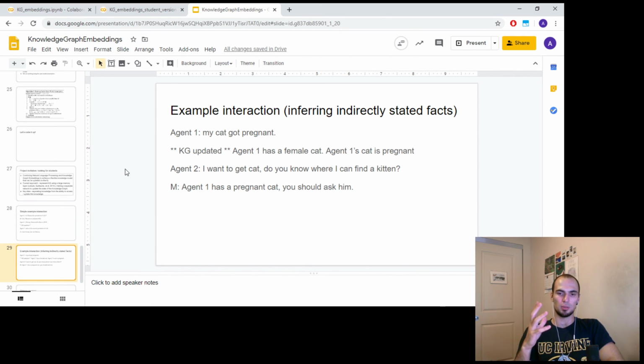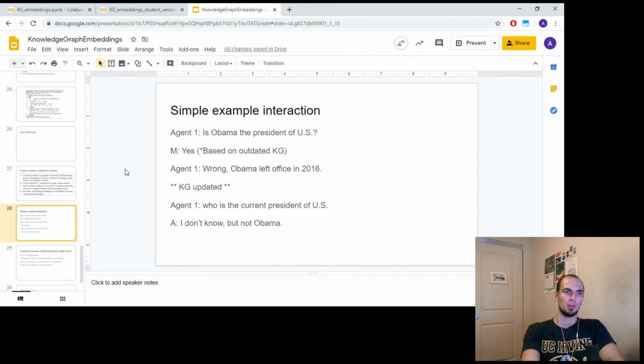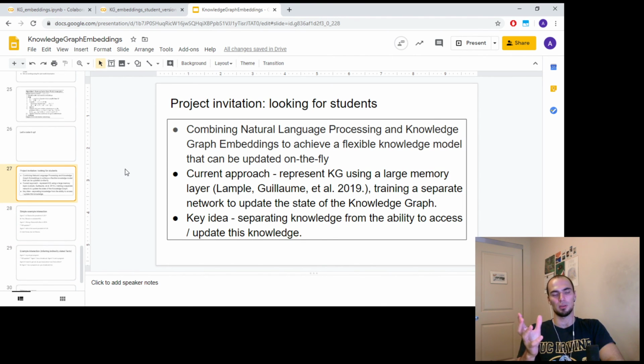So essentially I'm trying to, as I said, implement this key idea of separating knowledge from the ability to access and update this knowledge. And if you're interested in joining the project, or maybe getting more details about it, please do contact me. I'll be happy to discuss it. We'll be happy to work with you.